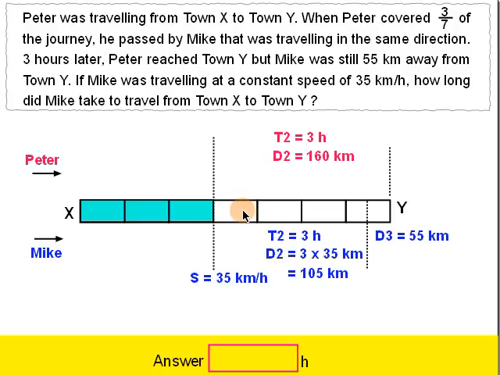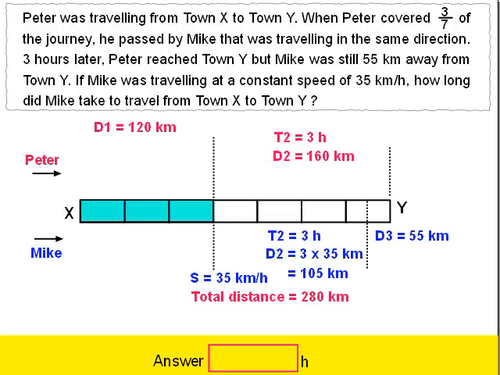Now look at the distance chart here. 1, 2, 3, 4. 4 equal portions is equal to 160 km. Therefore, 1 portion will be 160 divided by 4, which is 40 km. So for the first part of Peter's journey, he traveled 3 portions. So 3 times 40 is 120. So from here we know that the total distance from tau x to tau y is 120 plus 160. That is 280 km.